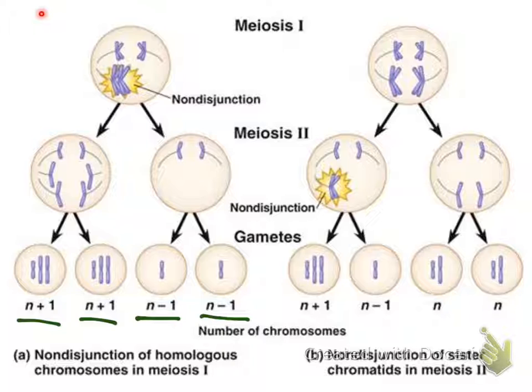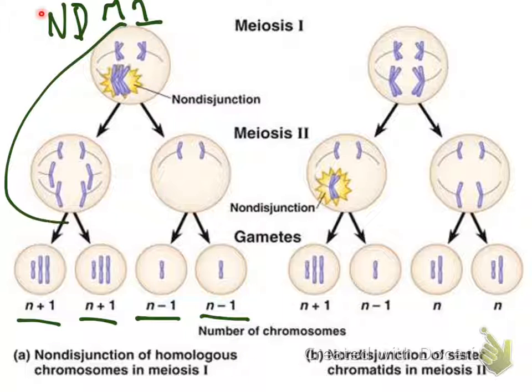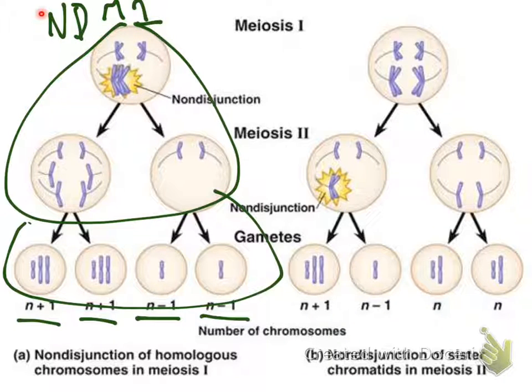So with non-disjunction in meiosis 1, you should be able to draw the whole process, but also just state that you'll have 2 daughter cells at the end with N plus 1, these 2 down here, and 2 daughter cells with N minus 1 number of chromosomes over there.